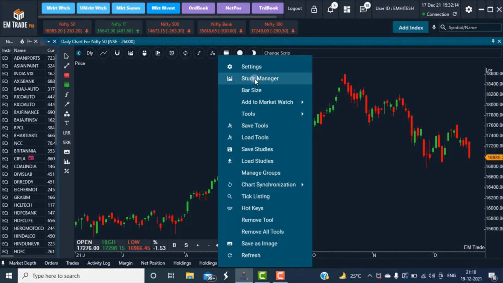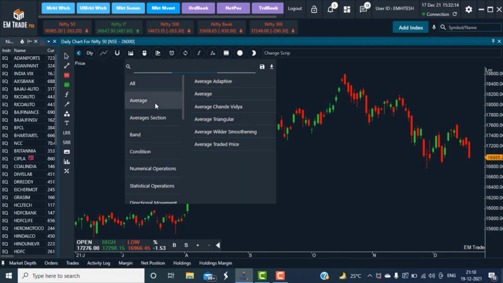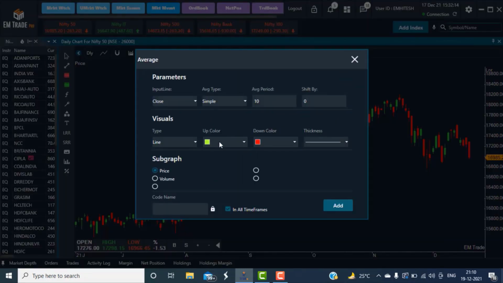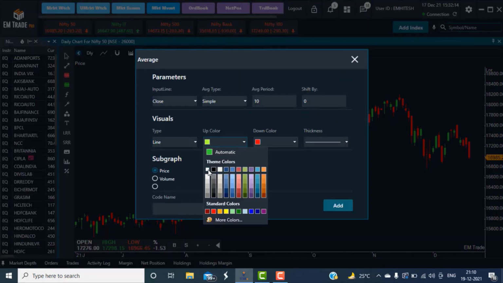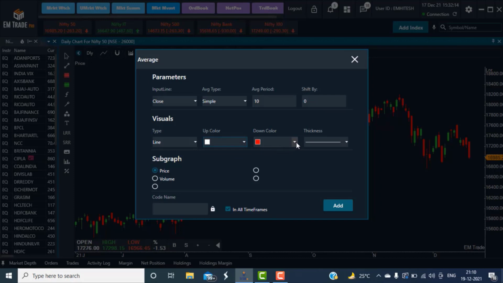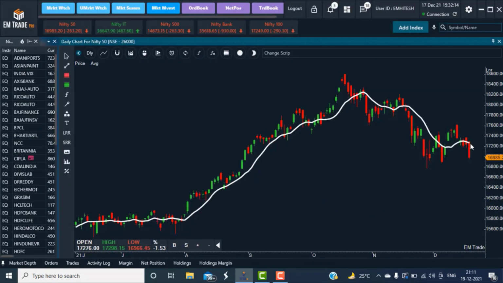First I will add the 10-day moving average, and the color which I will assign to the 10-day moving average is white. So you can see that prices are below the 10-day moving average, which says that the near term trend is down.